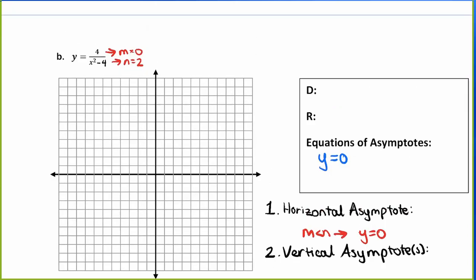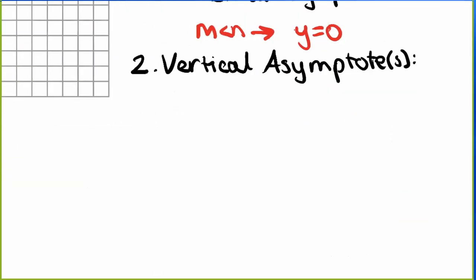So we have to factor the bottom. The bottom is x squared minus 4. You could factor this, or actually you could just solve this using square roots. Either way, I'm going to factor it. So this is the same as x squared plus 0x minus 4.